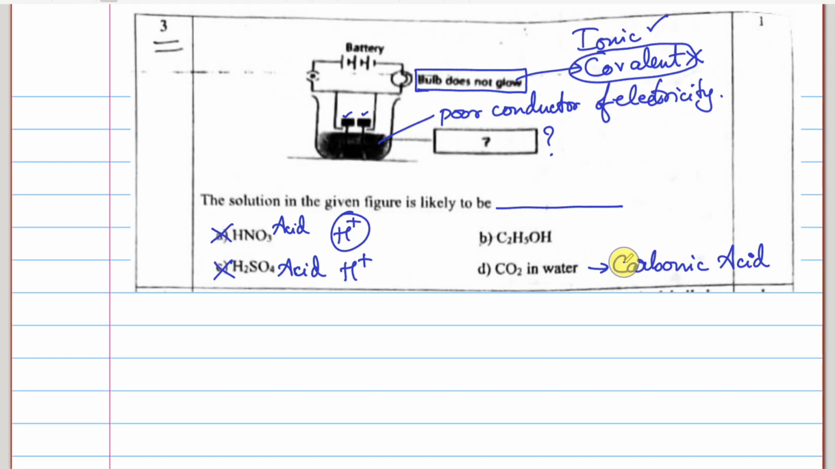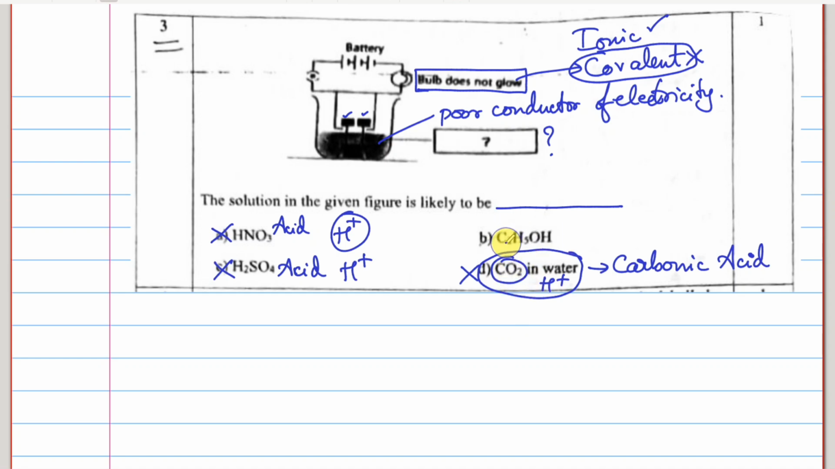So carbonated water is used in Coke or Thumbs Up, all the cold drinks which we drink. So carbonated water will contain carbonic acid, and because it contains acid, it will dissociate to release H plus. So that means although carbon dioxide is covalent compound, carbon dioxide in water will be forming acid. That is why this again will be a good conductor of electricity.